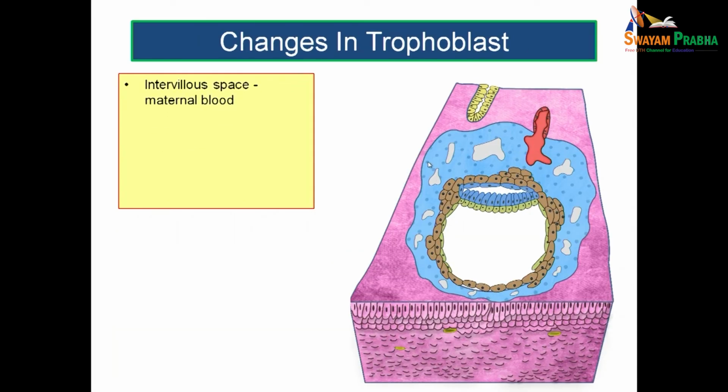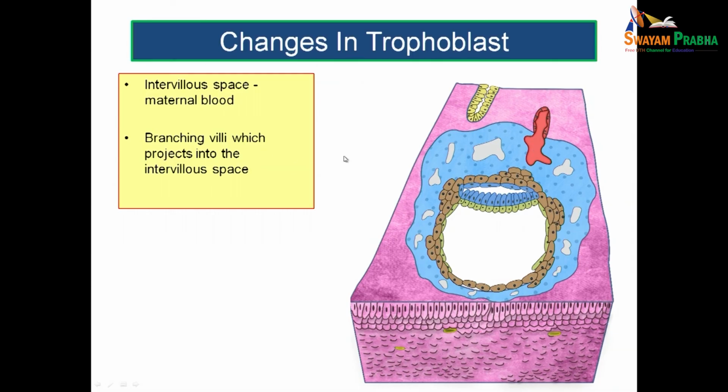Now, as the trophoblast is getting converted into villi, with the formation of villi, the lacunar spaces will be the spaces lying between the villi. So, this lacunar space is renamed as intervillous space. The same lacunar space which is lying between the villi, you call it intervillous space, since it is lying between the villi. And this intervillous space will be invaded by the maternal blood.